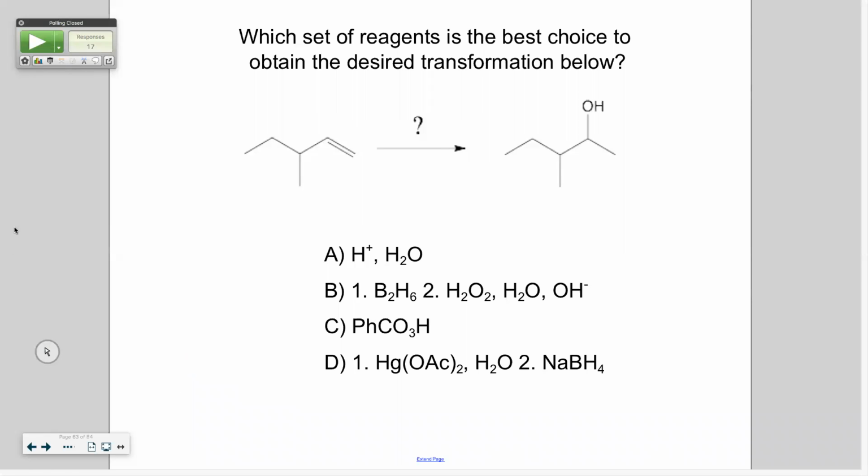Okay, so tell me what happened in the reaction. What did we do to the double bond? We added an H and an OH. Agree? Okay. Does A add an H and an OH? Yeah, it does, doesn't it? But what else happens? It rearranges. So A is not the answer.